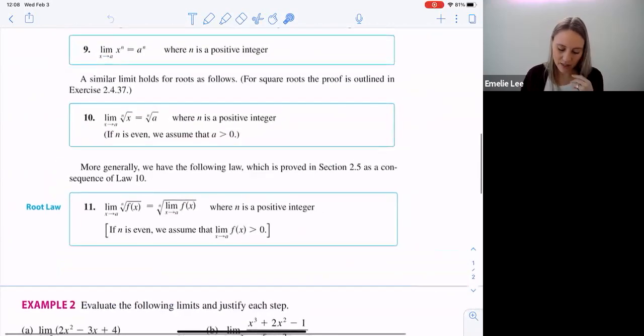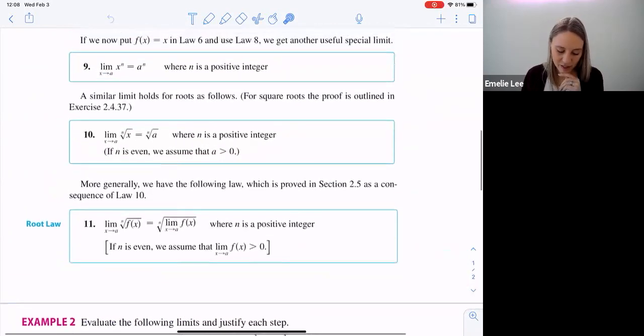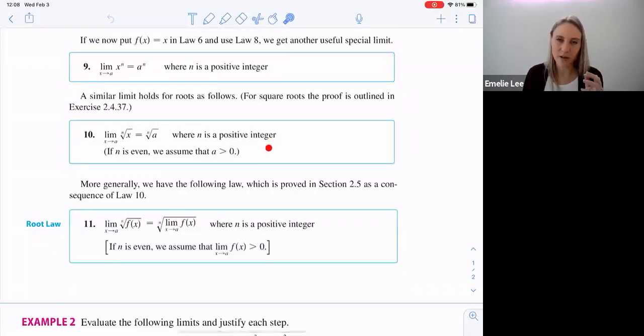We do have these conditions. I can only take the nth root if n is a positive integer, and then we can only take the even root of positive numbers. I can take the odd root of a negative number. So we have these conditions on here, but they're just extensions of things that we already know. I can't take the even root of a negative number. And so if n is even, we have to assume that a is larger than 0.